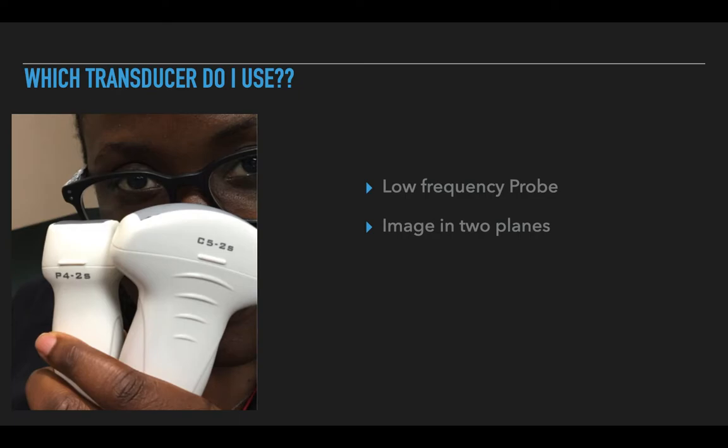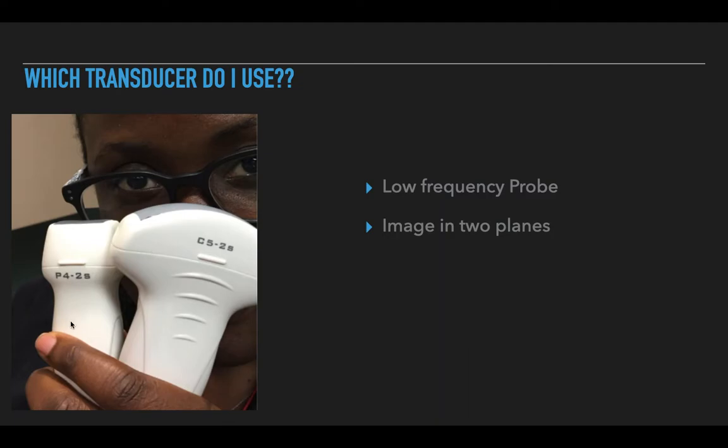So which transducer do you use to look at the kidneys? I've already shown you one picture of the kidney. So which transducer are you going to use? You're going to use a low frequency probe. In our emergency department, we carry the phased array probe, but you also have the option of this large curvilinear probe that has a wider footprint. Either one of these probes works well.